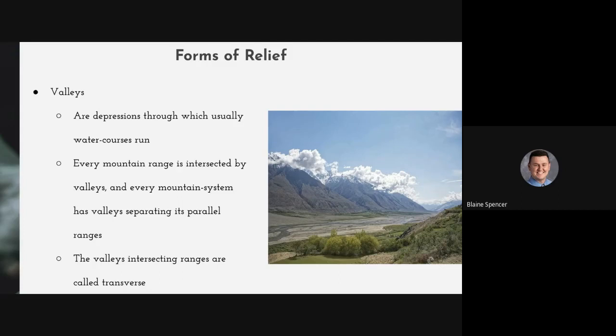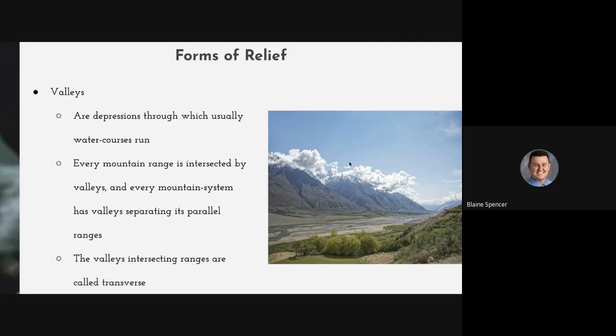Okay, we see this in the picture. Here's a mountain, and then here's that depression. Okay, that drop. Okay, and then it's going to increase in elevation again to mountains on the other side, part of that mountain system. And we see valleys are going to be classified as depressions through which usually water courses run. Okay, we see a small river coming through here.